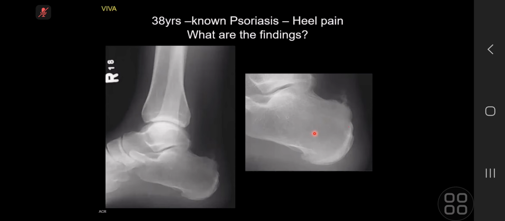So as this is known psoriasis, yes. So it's an enthesopathy. Okay, excellent. Well done.